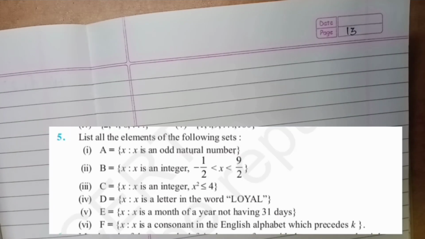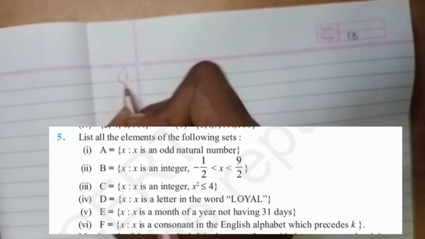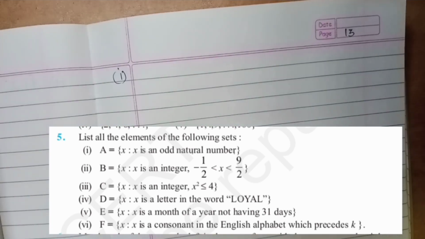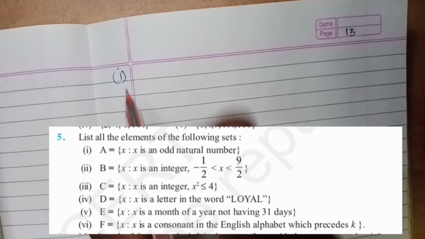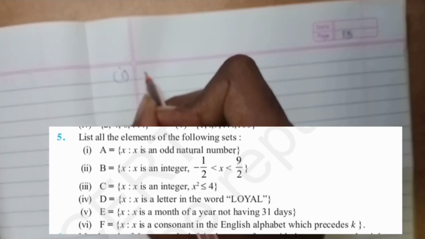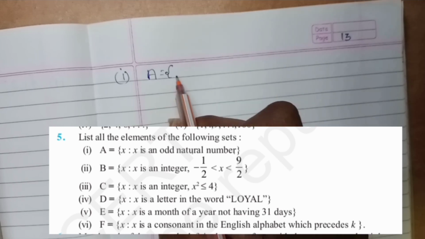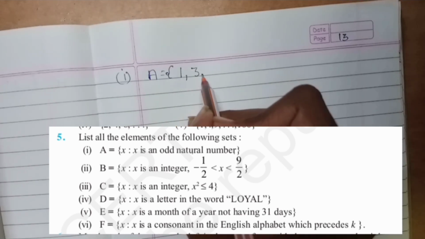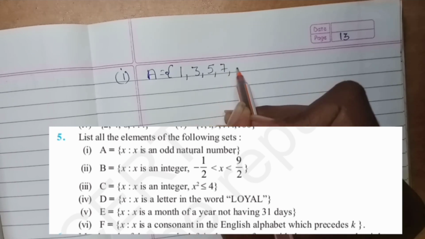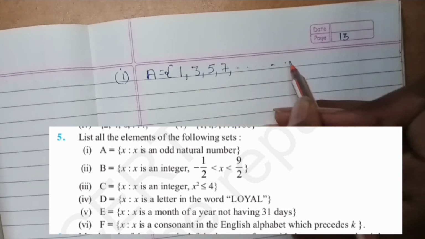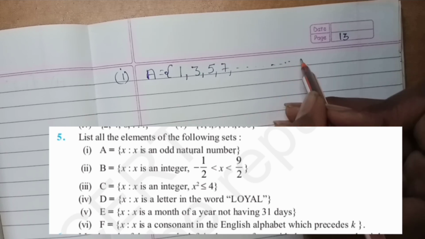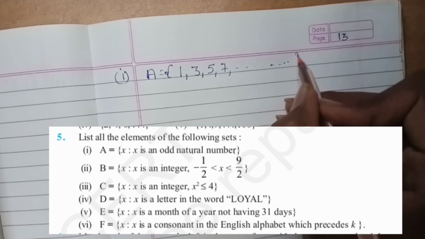Fifth question, list all the elements of the following sets. First sub question, A is equal to x such that x is an odd natural number. After reading the question, you know the answer and you will come to know what type of set it is. It is an infinite set. We will write the elements of the set A. A is equal to 1, 3, 5, 7. You can write till, but you don't know the end point, so you can put the dots and leave it.